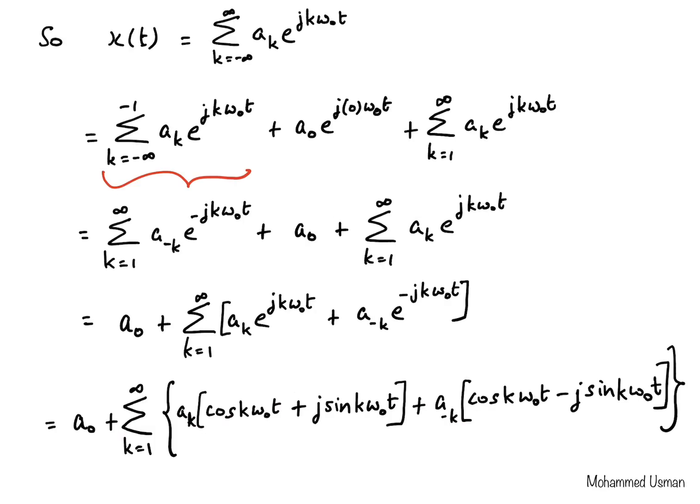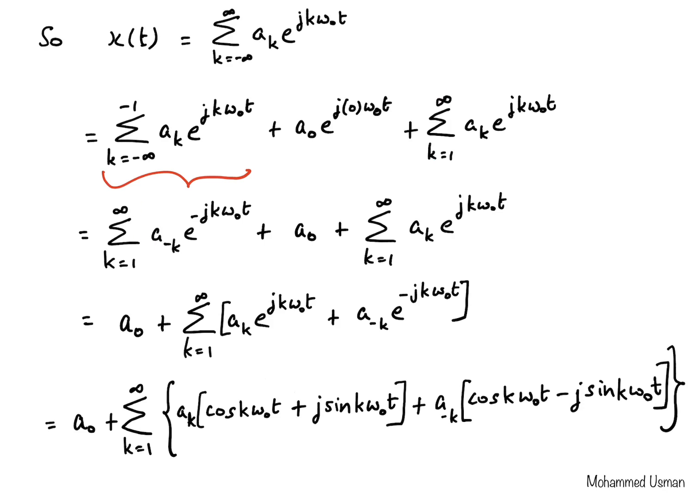So what we get is this summation, which we have now split into three parts. It's a summation from minus infinity to infinity, and we have broken this down into three segments: from minus infinity to minus 1, then k equal to 0, and then k equal to 1 to infinity. So we just split this range into three sub-ranges.